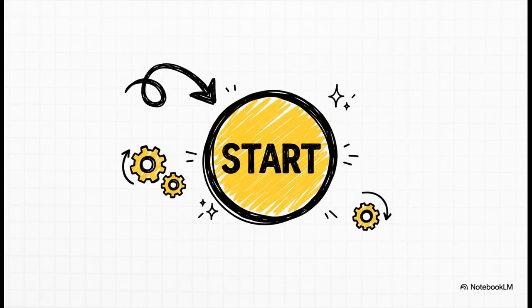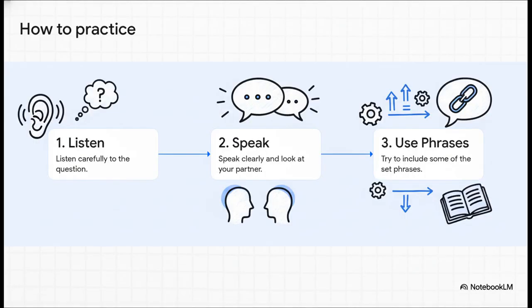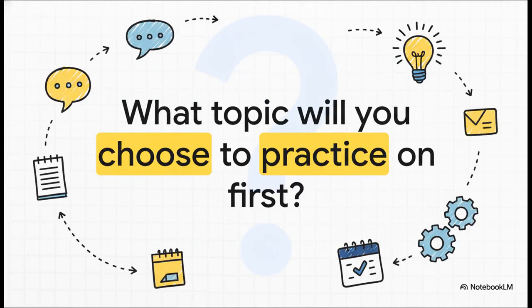Okay, now it's your turn. So how can you start practicing these skills right away? Just follow these 3 simple steps. They'll really help build your confidence and fluency. So, what will you talk about? Thinking about it now is the best way to start improving today.